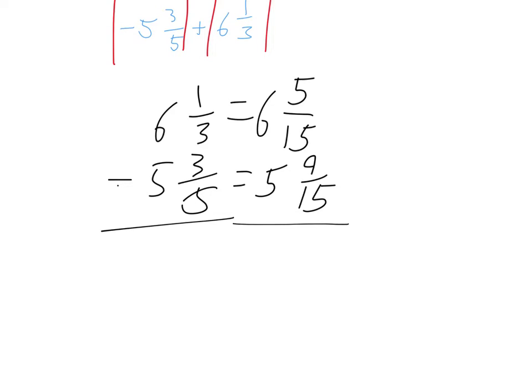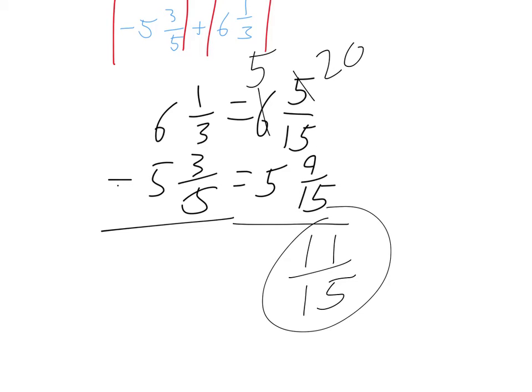When I go to do 5/15 minus 9/15, I don't have enough, so I have to regroup. I'm going to take 15/15 away from the 6 and make it a 5, and add those 15/15 in here to give me 20/15. Now I can do 20 minus 9 and get a difference of 11/15, and I can do 5 minus 5 and get a difference of 0. So my answer is 11/15, which is already in simplest form.